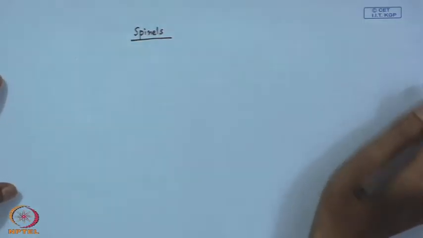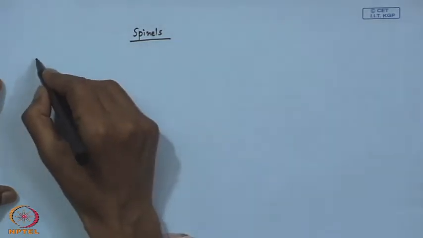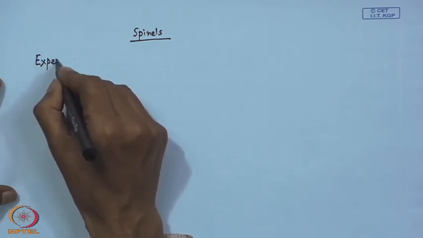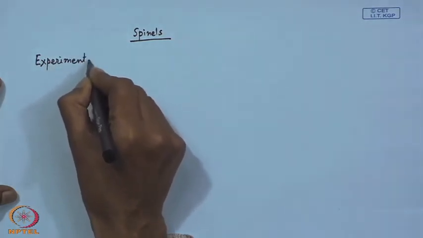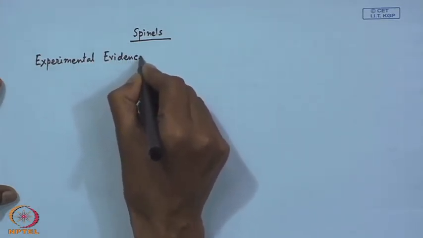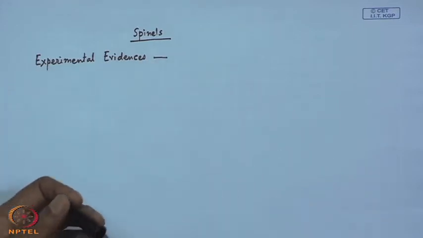Good evening, everybody. Today we'll go through some more examples of those solid state compounds we have been talking about, that means the spinels. Some remaining examples of these spinels, and what are the experimental evidences we can have for basically the typical crystal field splitting.